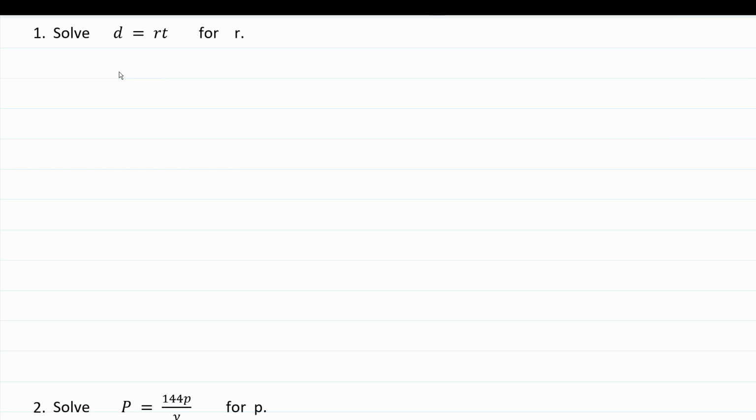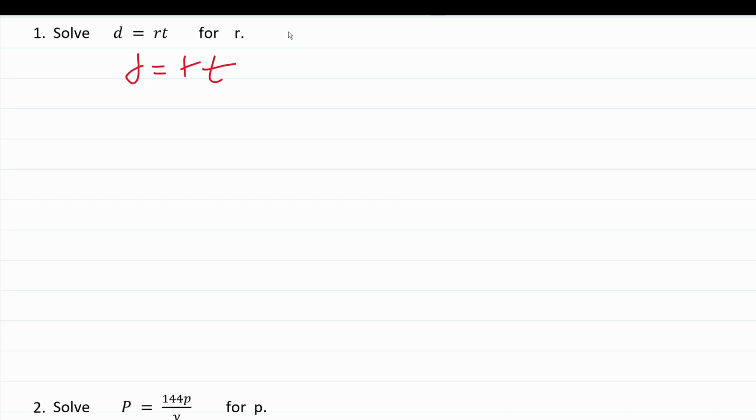This first question says, solve d equals r times t for r. D equals r times t is the distance formula. You should know that if you've been watching my videos. But that said, I'm going to start all these problems by copying them down. Again, we have d equals r times t. And in this case, we want to solve for r.